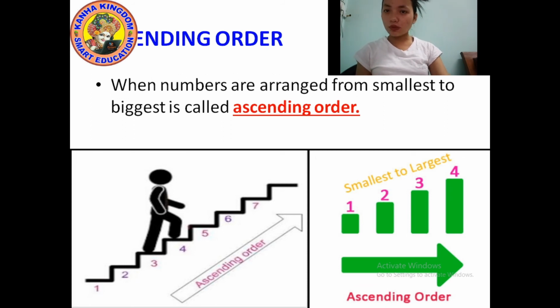Smallest to largest, see 1, 2, 3, 4. That means smallest to largest is a picture of ascending order. Ascending order means when numbers are arranged from smallest to biggest. When numbers are arranged from smallest to biggest, it is called ascending order. See the two pictures of ascending order.